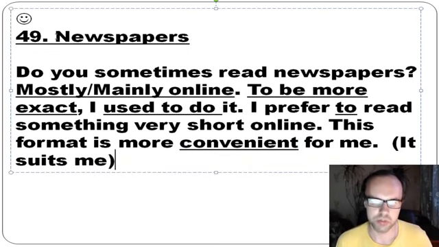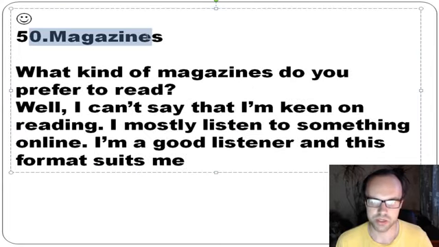Okay, so newspapers. Do you sometimes read newspapers, mostly online or mainly online? To be more exact, I used to do it. I prefer to read something very short online. So this format is more convenient for me. It suits me.